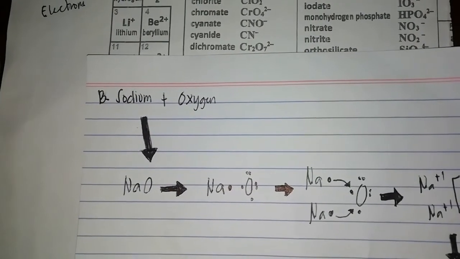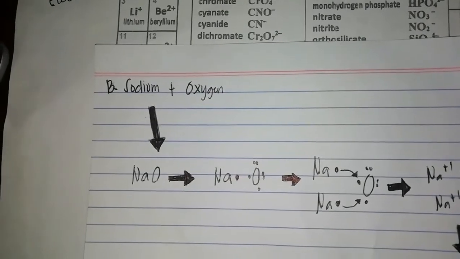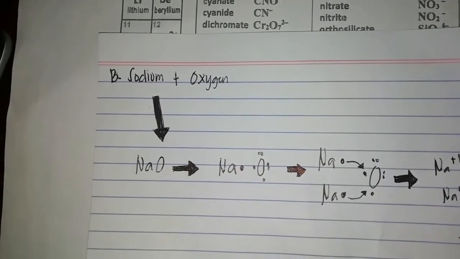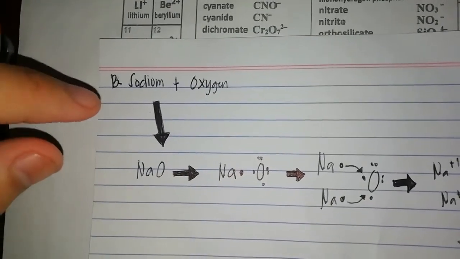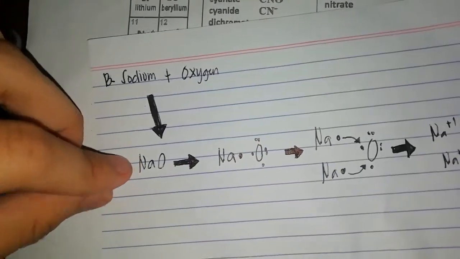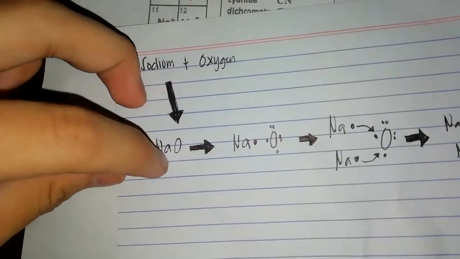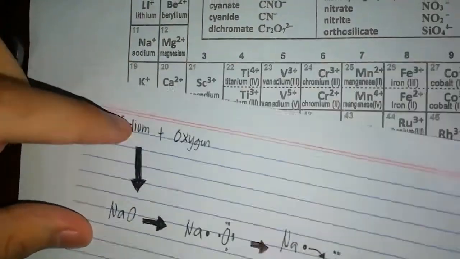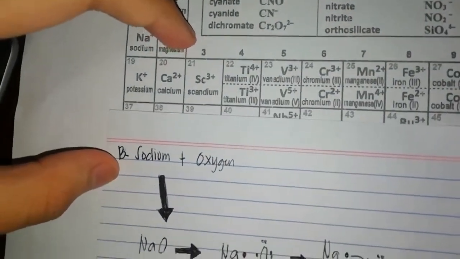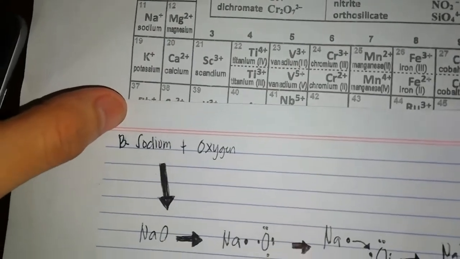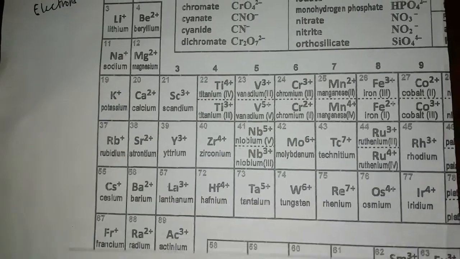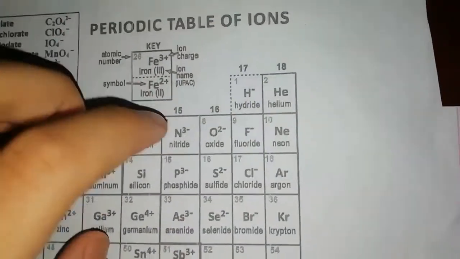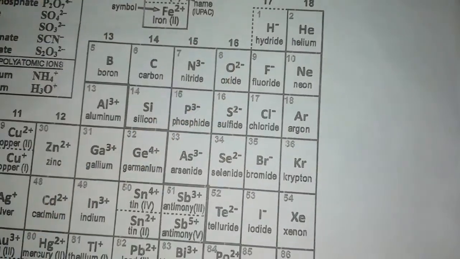For our second problem, it gives us sodium plus oxygen. For our first step, we're going to write the symbol of each element. The symbol of sodium gives us Na, and oxygen gives us O. Then we find the charges of each element. The Na gives us a positive charge, and the oxygen gives us a -2 charge.